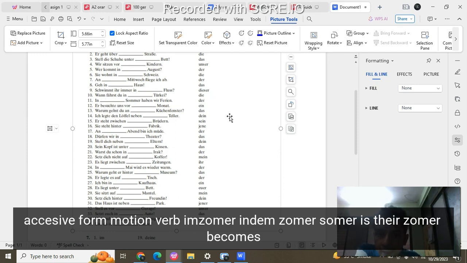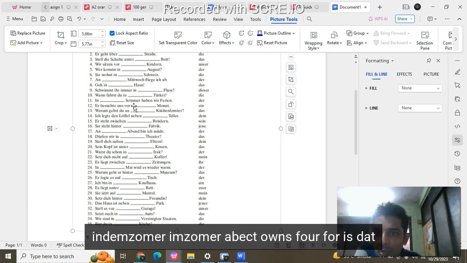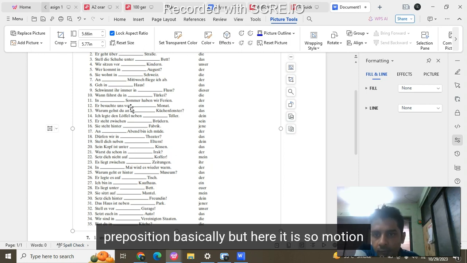Im Sommer, in dem Sommer. In is dative, so der Sommer becomes in dem Sommer. Im Sommer haben wir Ferien. Er besuchte uns vor, is a dative preposition, a two-way preposition basically, but here it is a dative form. So vor einem Monat, dative.